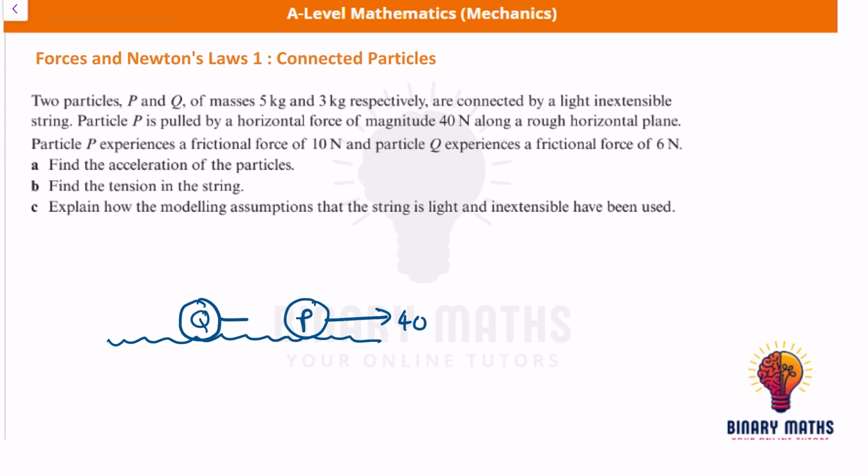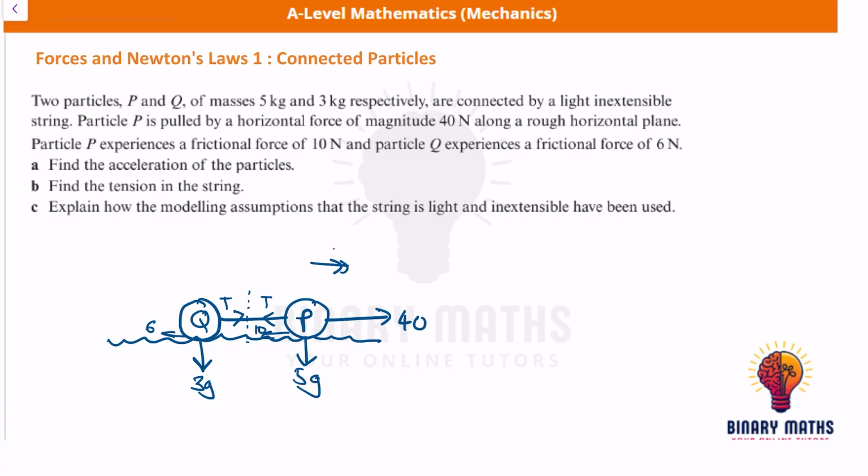Particle Q is connected by a light inextensible string, which means each particle feels tension. We know P has mass 5 kg, so the weight is 5g. Q has mass 3 kg, so has weight 3g. There's a resistance on particle P of 10 newtons, so 10 newtons this way, and particle Q is 6 newtons, so 6.